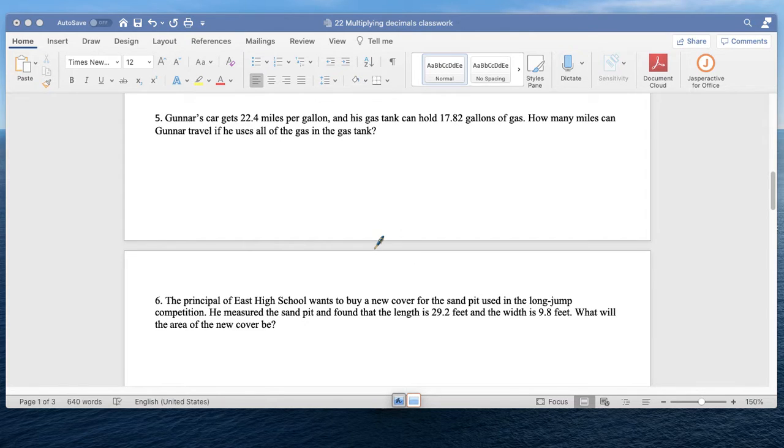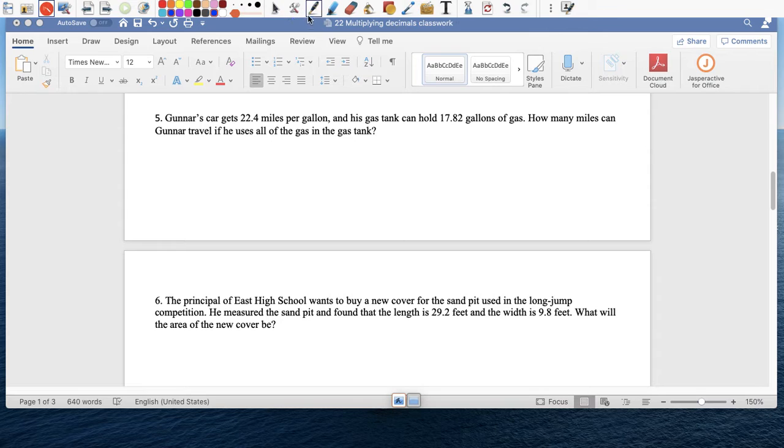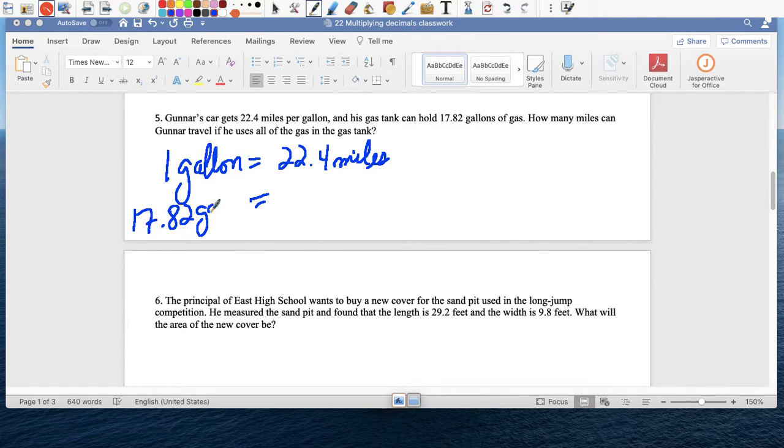Number 5, Gunnar's car gets 22.4 miles per gallon. So 1 gallon, un galón de gasolina, él puede viajar 22.4 millas, miles. He can travel with 1 gallon, he can travel 22.4 miles. So if he has 17.82 gallons en el coche, ¿cuántas millas puede él viajar? How many miles can he go?